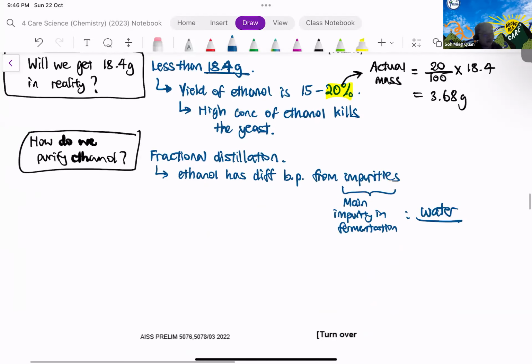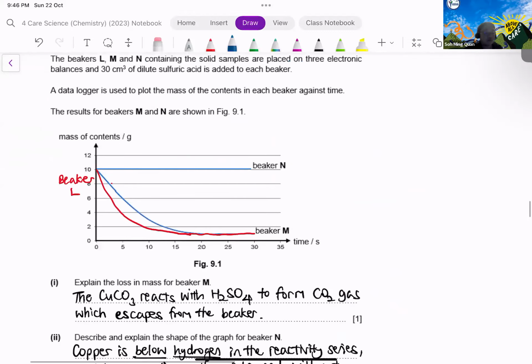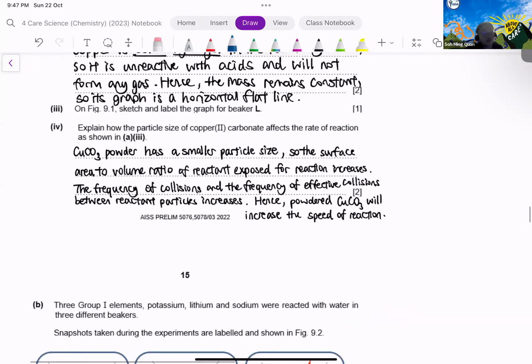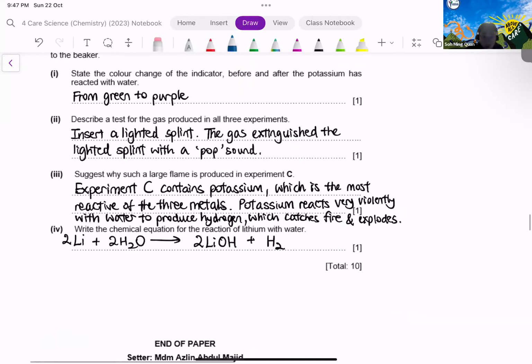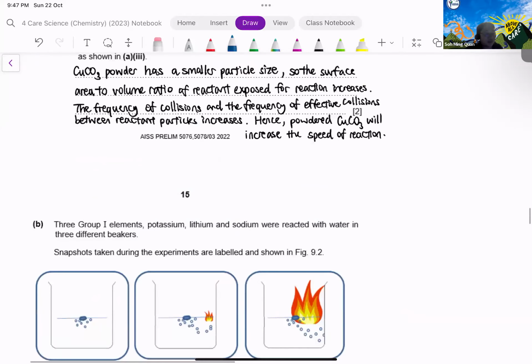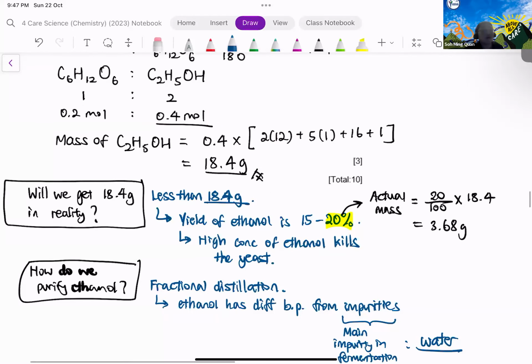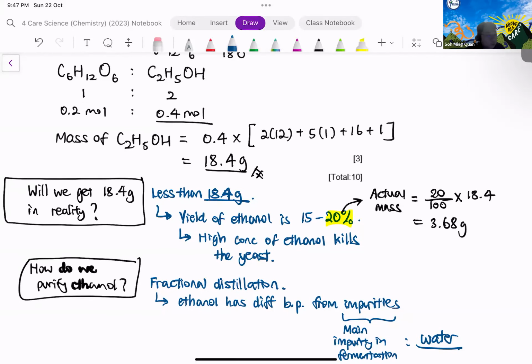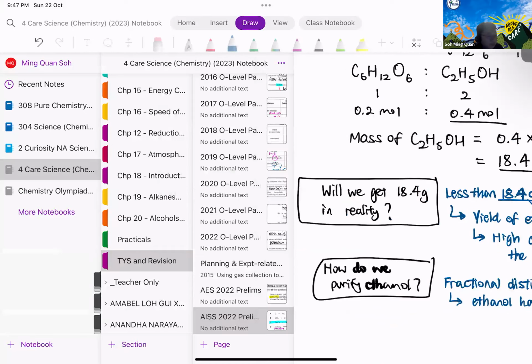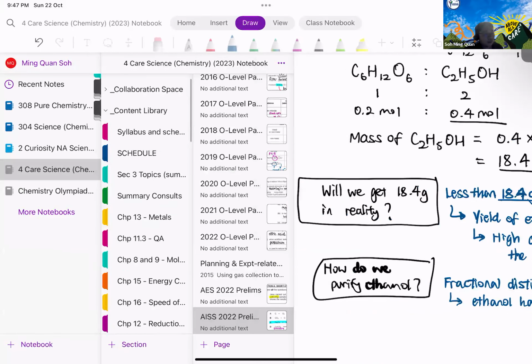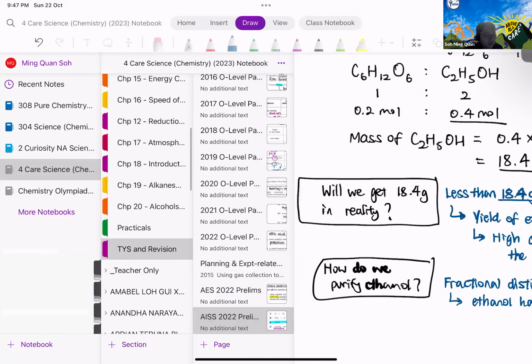Okay, so we still have question 9. But for question 9, I've also written the answers down for you already. So you can just check the answers on your own in OneNote. If you have anything that you're unsure of, please feel free to ask and check from OneNote. Now, before we go, just give me 2 minutes. I'm so sorry. I've written down just now.